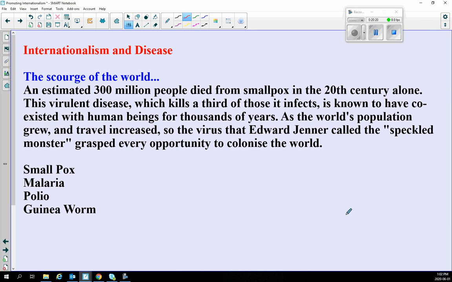So if we only ever used civil war, ethnic cleansing, and genocide to judge the UN, we would probably give the UN a failing grade. However, the UN has done a very good job through the World Health Organization in terms of disease control. And so what we're going to look at in this part of the lesson is the effectiveness of the WHO in eradicating four diseases that have afflicted mankind in some cases for thousands of years.